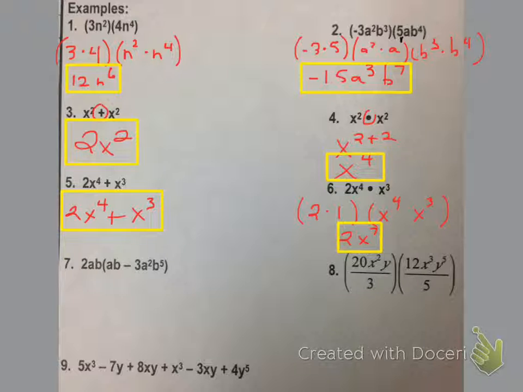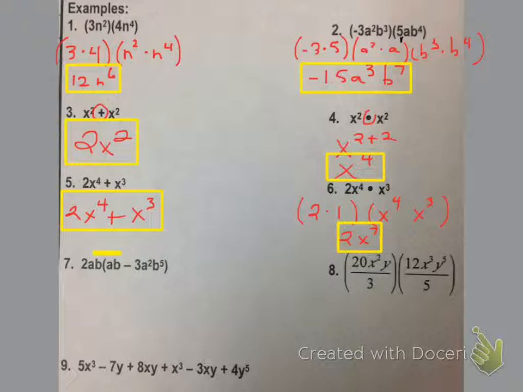Alright. Let's look at number 7. What do we have to do here? Solve what's in the parentheses first. True, but can we solve? No, because why? Why can't we add AB minus 3A squared B to the 5th? They're not like terms. So we can't do that. So then what do we need to do, Kira? We need to distribute the 2AB. We need to distribute the entire thing.